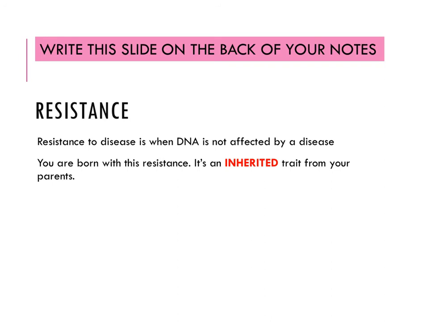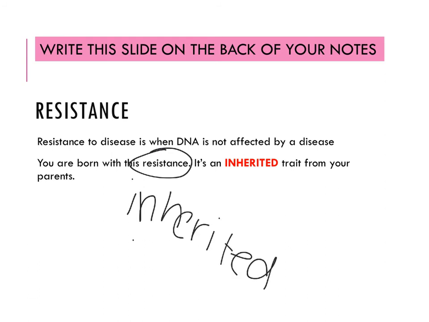So I want you to go ahead and write this slide on the back of your notes. Write down this word, resistance. We're going to see it a lot. Resistance to disease is when the DNA is not affected by a disease. You are born with this resistance. So being resistant is an inherited trait. You cannot choose it. It is in your DNA. And when you're resistant to a disease, the disease doesn't affect your body. Your DNA doesn't notice it. Okay? So you cannot just choose that.